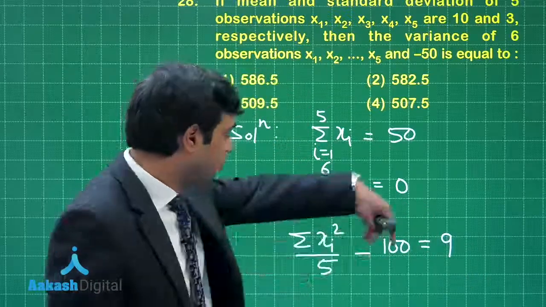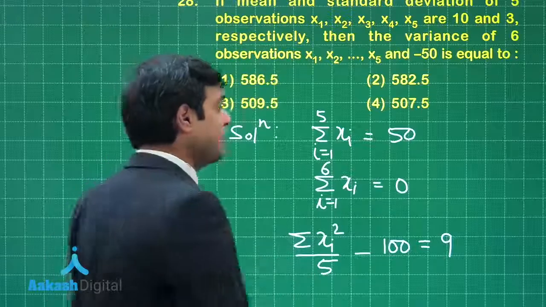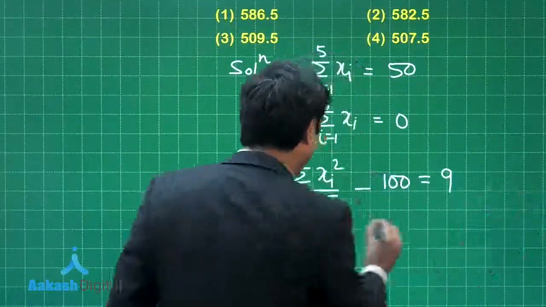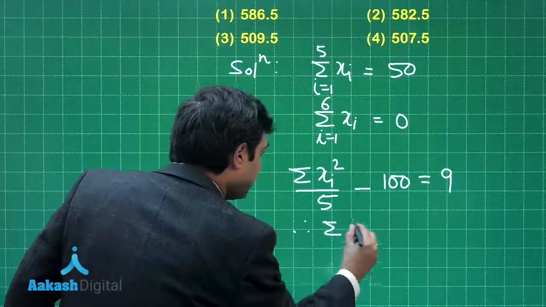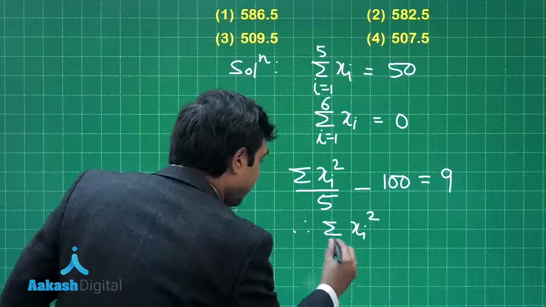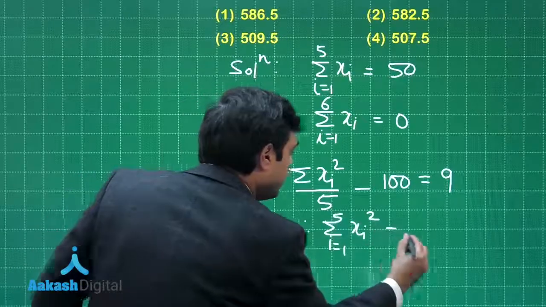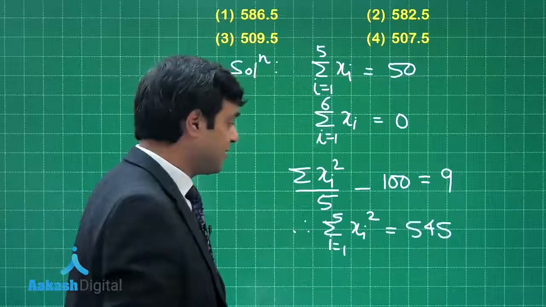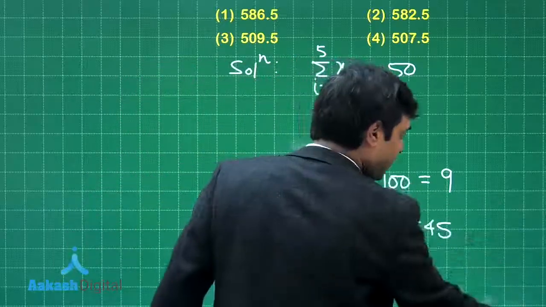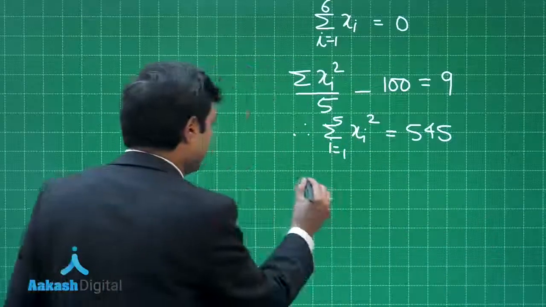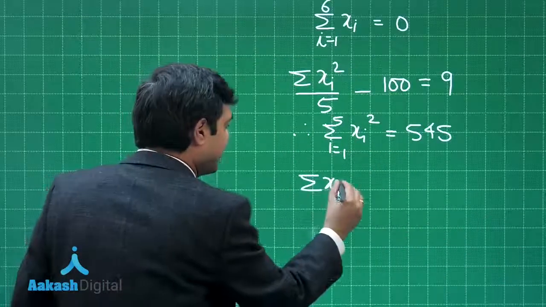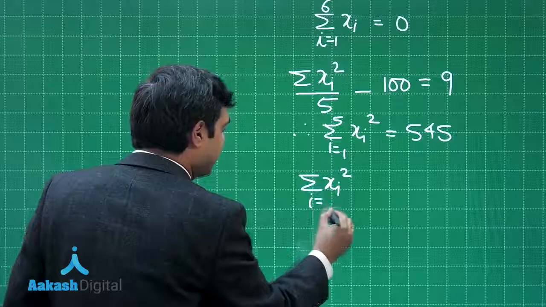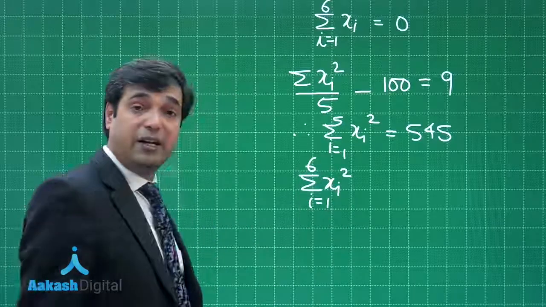is the variance. When you take it on the other side, 109 into 5 gives you 545. Therefore, summation xi square, where i is from 1 to 5, this is 545. We are looking for variance for the 6 observations. So, we have to find summation xi square for 6. Summation xi square, i is from 1 to 6, this is what we need now.